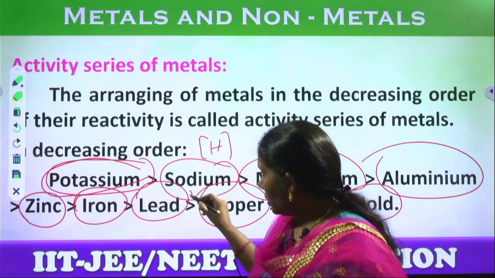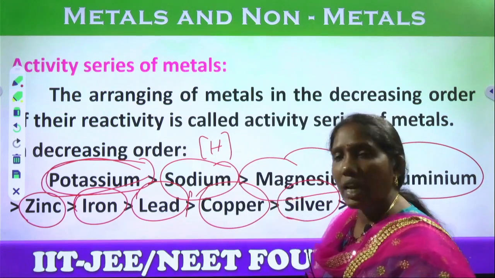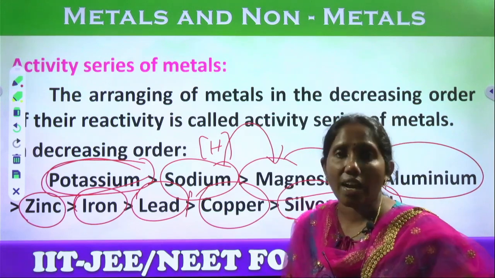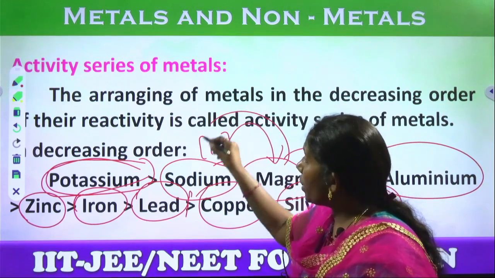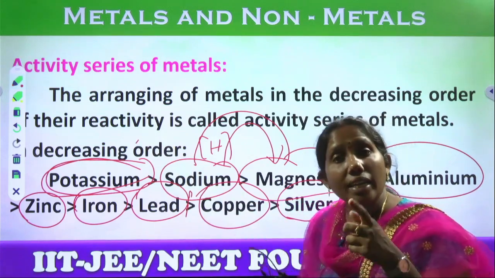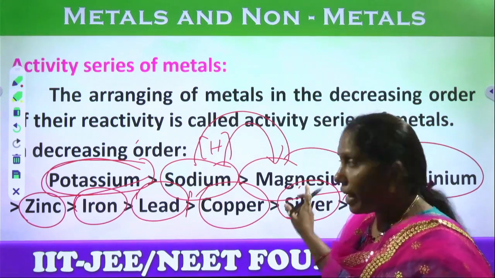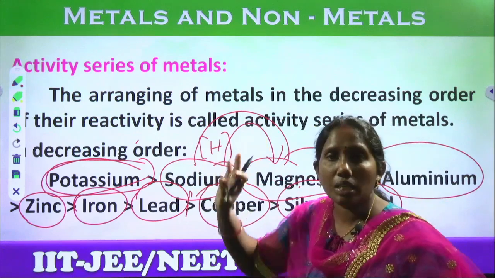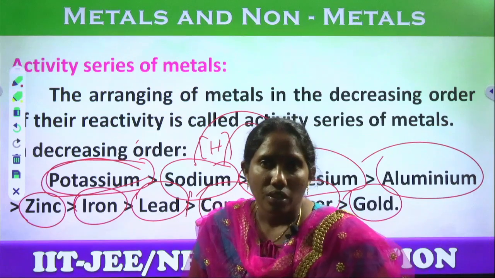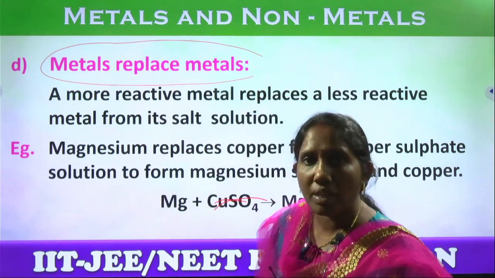So here, suppose see sodium and magnesium. Sodium is more reactive than magnesium. So sodium can displace the magnesium in a reaction, but magnesium cannot displace sodium or potassium. Why? Because highly reactive metals can displace less reactive metals, but these less reactive metals cannot displace the highly reactive metals. This is called displacement reaction, single displacement reactions. So here we are studying single displacement reactions only.